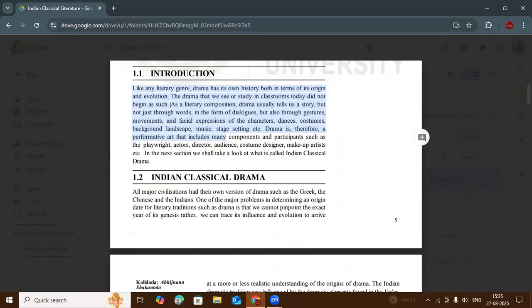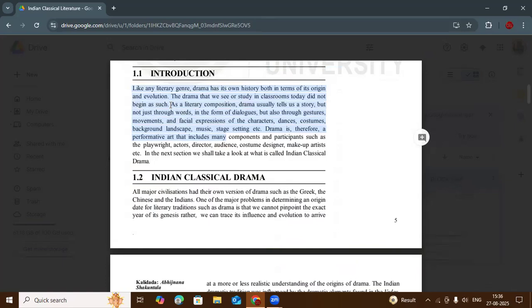Drama usually tells a story, not just through words. It's not only about telling the story, but there are a lot of things. There will be dialogues, and gestures, movements, facial expressions of the characters. Dance should be there. Costume, background, landscape should be there. Music should be there. Stage setting should be there. So all these contribute in a drama.